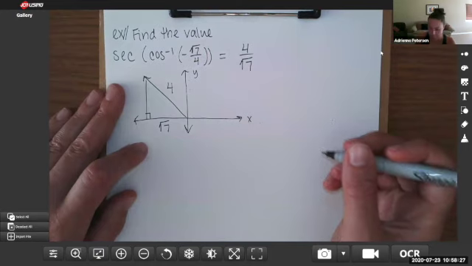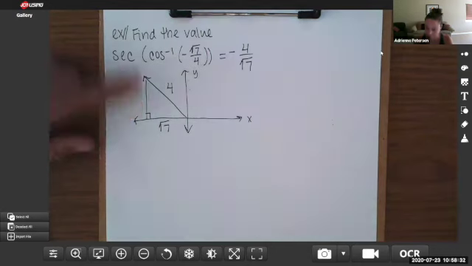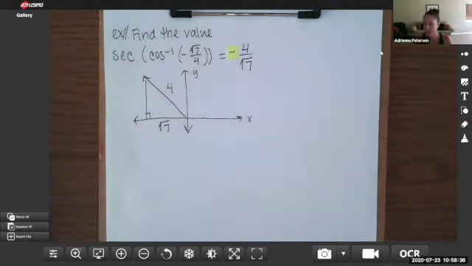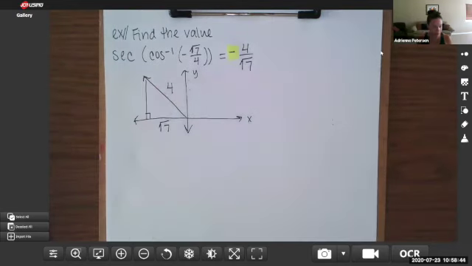Secant's the reciprocal of cosine, so secant should be negative. And then we need to ask ourselves three things. Can we reduce our fraction? Do we need to rationalize our denominator? And then secant in the second quadrant is negative. So those are the three things.